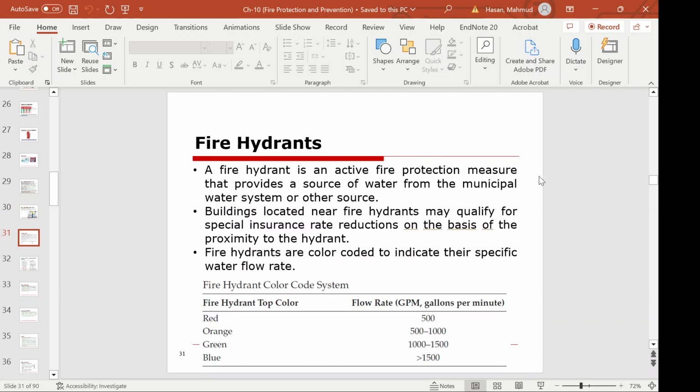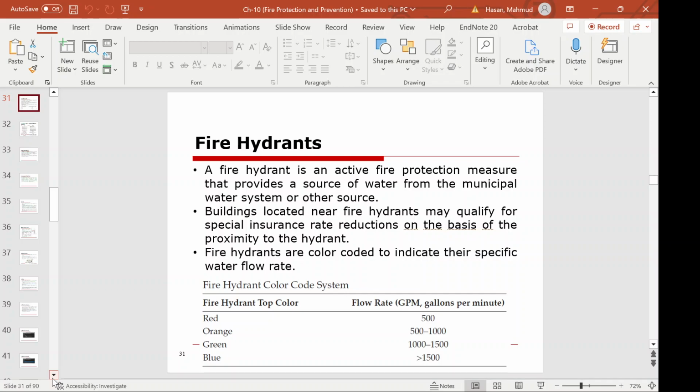Our next discussion is about fire hydrants. Every neighborhood, every place needs a fire hydrant, because if the fire department comes due to any kind of fire, they need to attach their hoses to a fire hydrant. So a fire hydrant is an active fire protection measure that provides a source of water from the municipal water system or other source. Buildings located near a fire hydrant may qualify for a special insurance rate reduction on the basis of proximity to the hydrant.